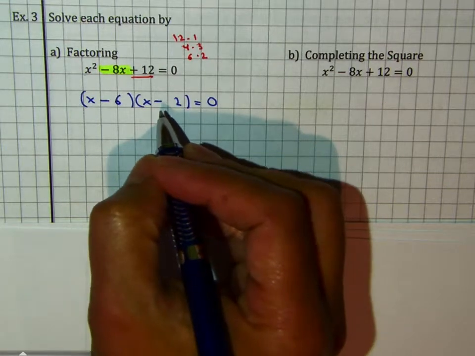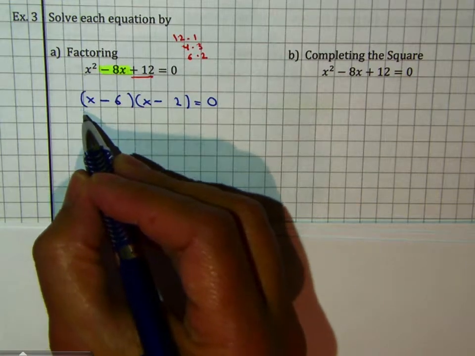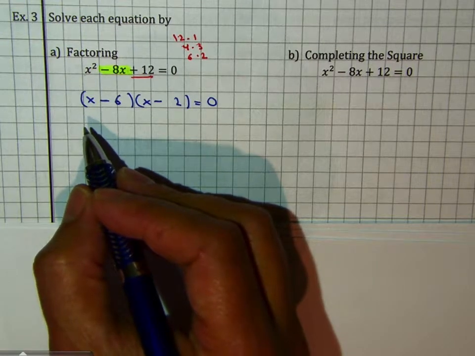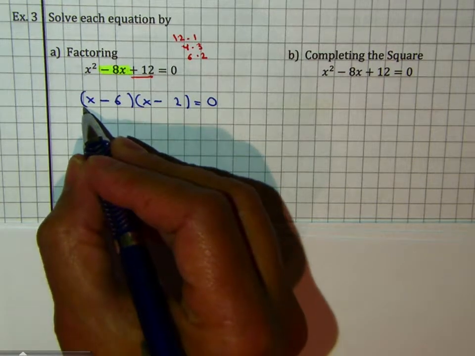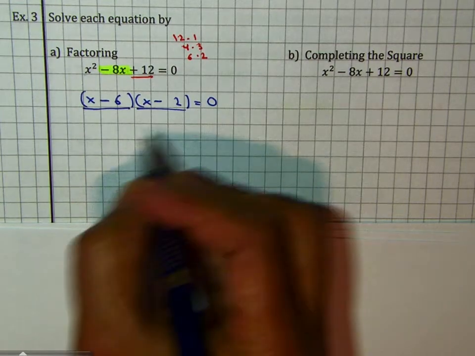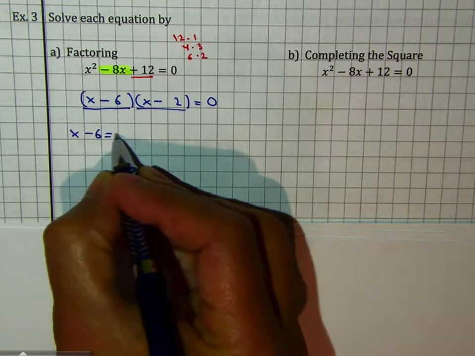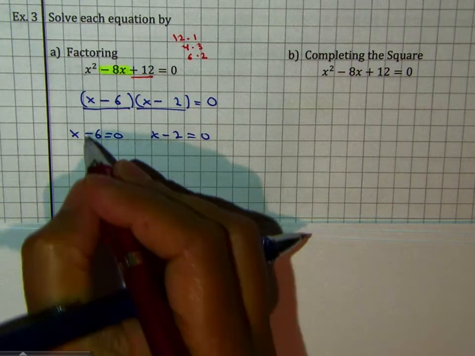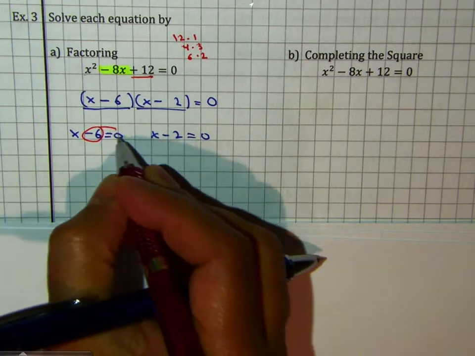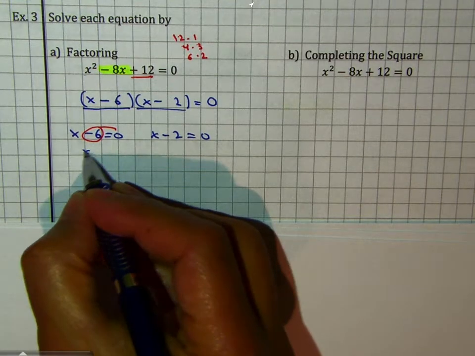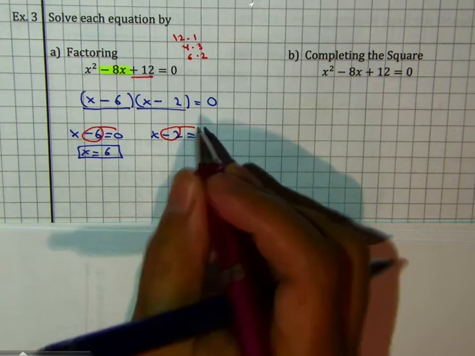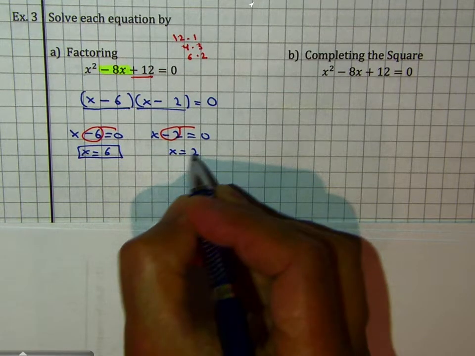And now I'm going to use my zero product property to solve it, because they're multiplying and they equal 0. Either x minus 6 equals 0 or x minus 2 equals 0. And now I can solve it. Plus 6 on both sides, so I move my 6 to the right and it becomes a positive 6. So therefore x equals 6. Move my 2 to the right and it becomes a positive 2. So therefore x equals 2.